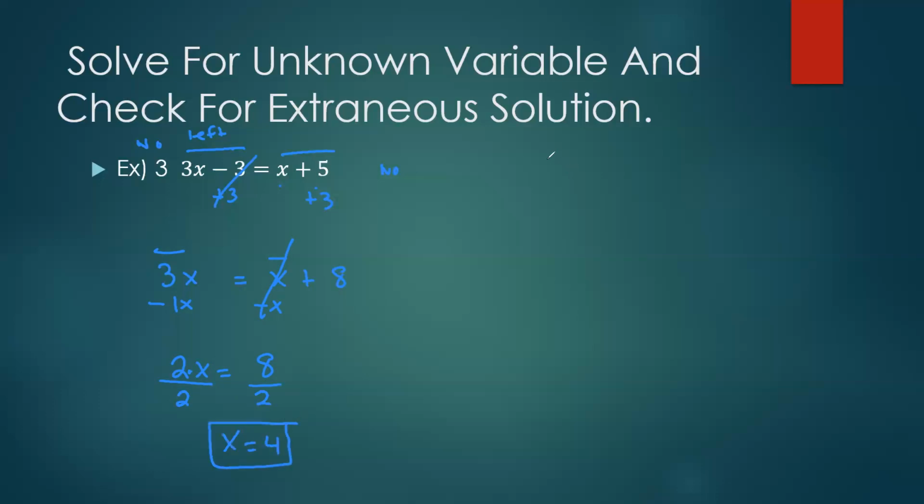Whoops. We got to check it before we box it. So let's plug in 4 into your original. So it's 3, wherever you see an x, replace it with 4. So it's 3 times 4 minus 3 equals 4 plus 5. Okay, so 3 times 4 is 12, minus 3, and then 4 plus 5 is 9. And then 12 minus 3 is 9 as well. Left equals right, that's true. That means we can conclude that x equals 4.